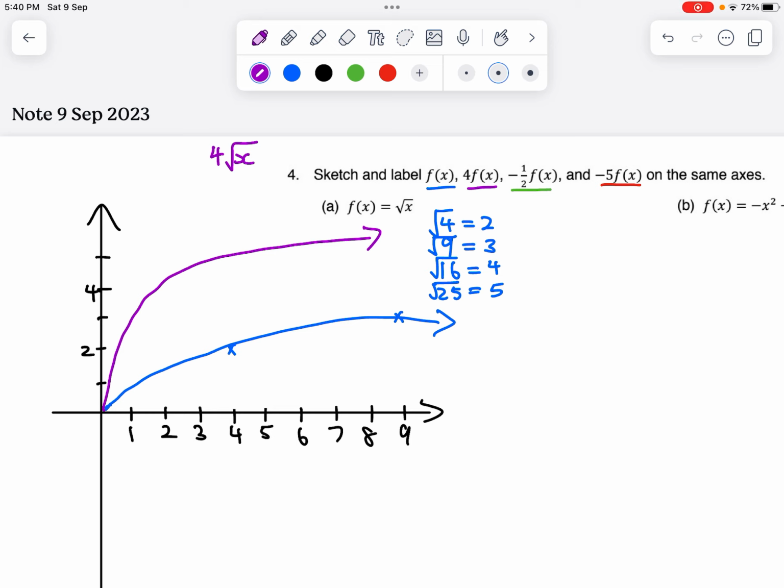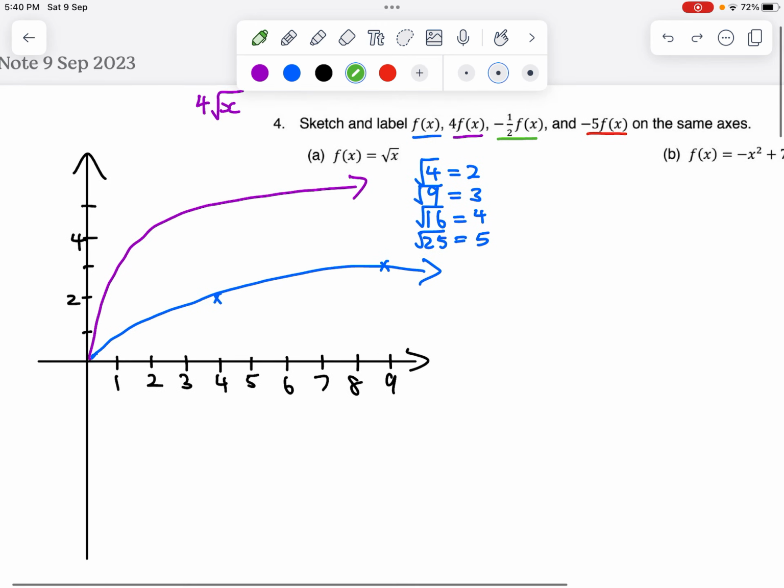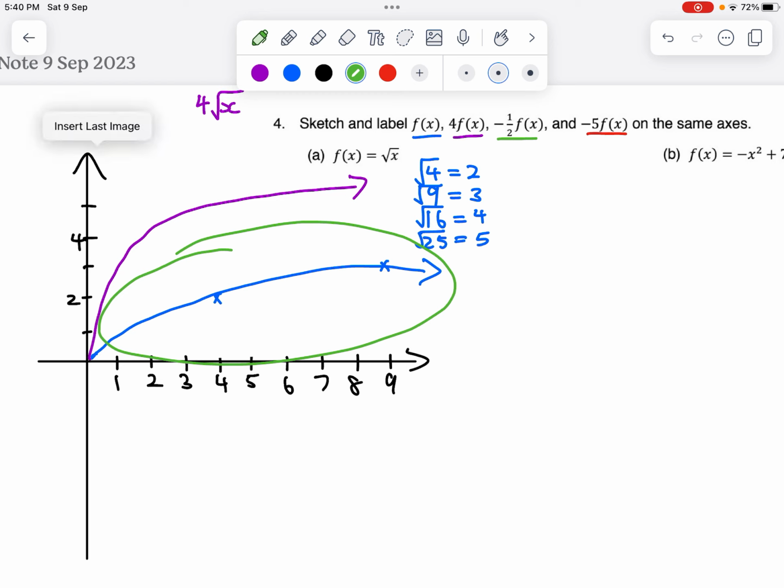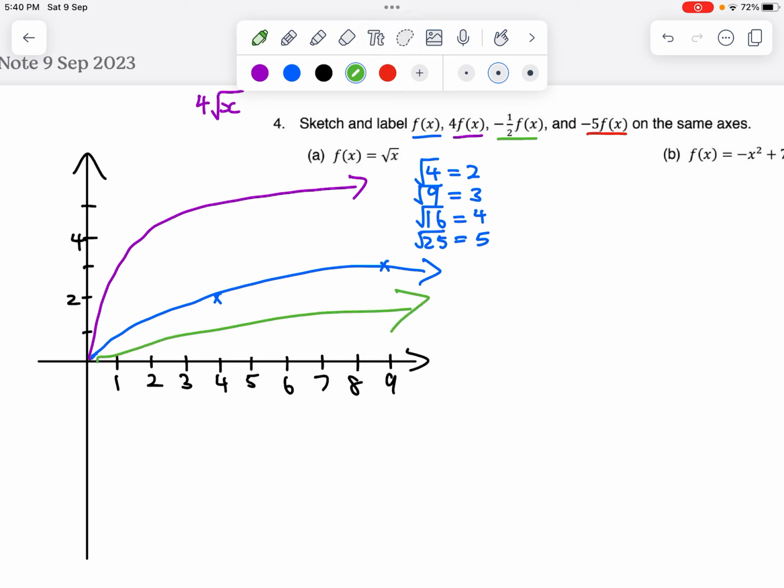And then for this one, on the other hand, we see that it is less than 1, so we know that it is going to be compressed, so it looks something like this. But if you take a closer look at this function here, you see that there's a negative sign. When that happens, we know that it is flipped over the x-axis. And so what that means is that here, as we drew earlier, this one would be flipped, so it would look something like this.